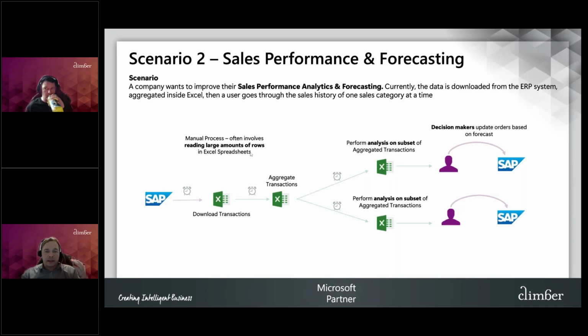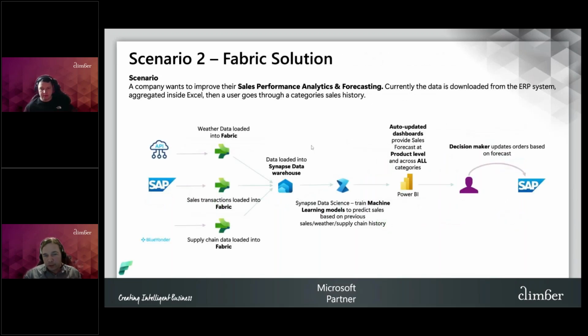In this case, it's a process where we're reading large amounts of rows in Excel spreadsheets. So in this scenario, we would recommend a Fabric solution. We can use Data Factory to load data automatically from the sales transactions from the ERP system. We can load that into a Synapse data warehouse, and we can use machine learning models.